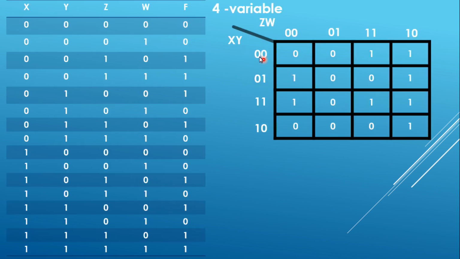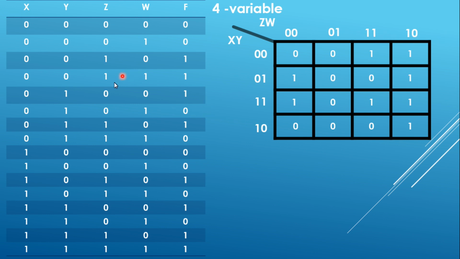It is now a 4 variable map. So you have xy represented horizontally and zw represented in columnar form. So xy, what are the values it will take? Again 0 0, 0 1, 1 1 and 1 0. Mind you, 1 1 first and then 1 0. And similarly zw: 0 0, 0 1, 1 1 and 1 0.